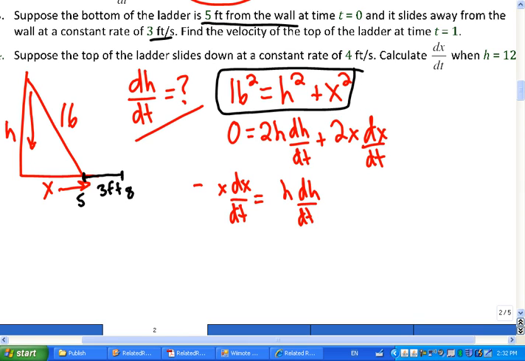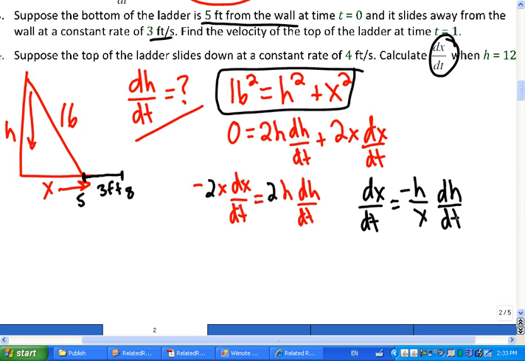If we were to rework this question, this time I'm looking for dx dt. So I'm going to rearrange on this side, and I'm going to have dx by dt. That's going to be h over x, with a negative, times dh by dt. Now that I have the relationship, it's a matter of figuring out what values go in here. So the ladder is sliding down at a rate of 4 feet per second. How do I use that? That's some information. How do I use it?